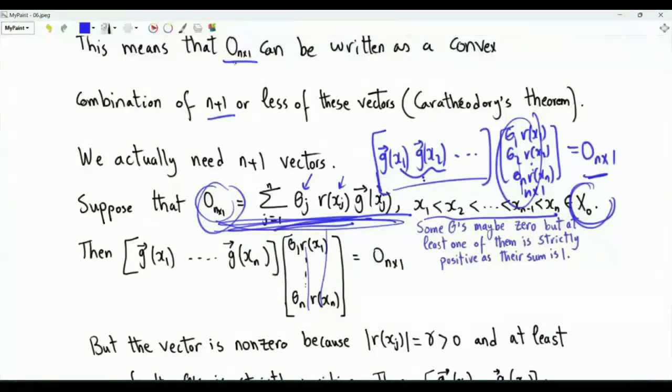The all-zero vector in our problem must be represented as a convex combination of n plus 1 vectors that look like this, where small x is in x0. The coefficients of the convex combination are all strictly positive.